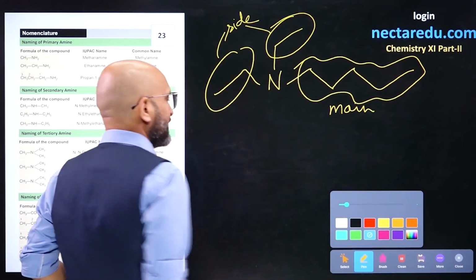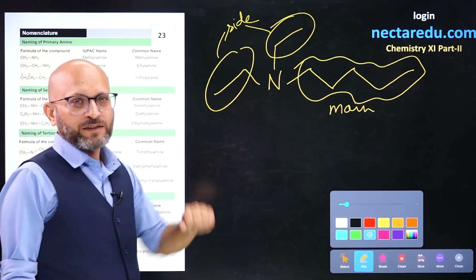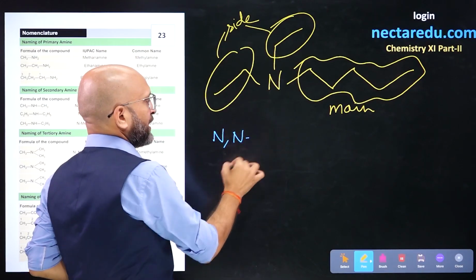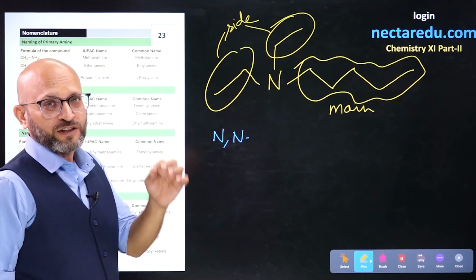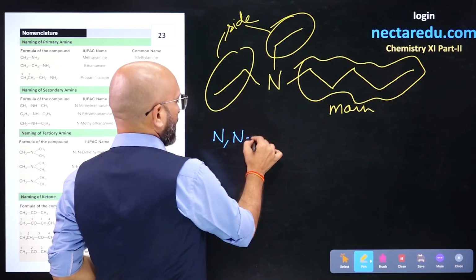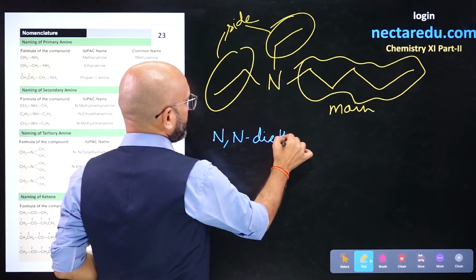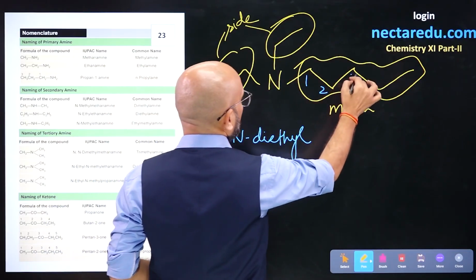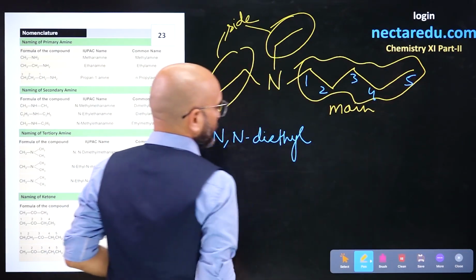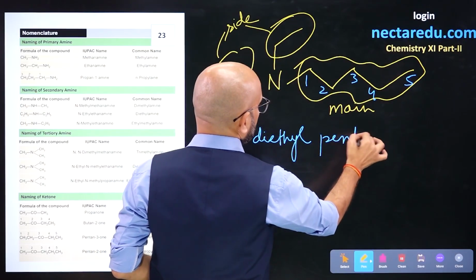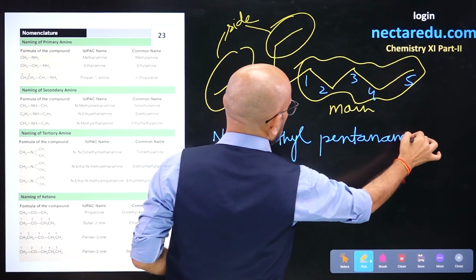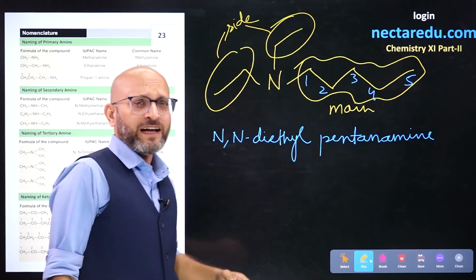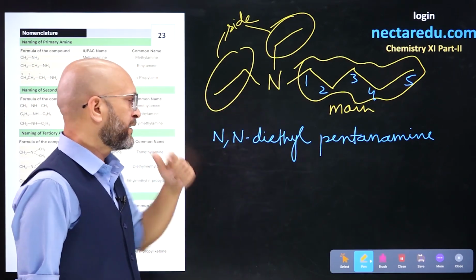You have 2 side chains and both are 2 carbon side chains. So the name goes like this: N, N. N is the position where the side chain is attached. N, N-diethyl, and how many carbons are there in the main chain? 1, 2, 3, 4 and 5. So the name is pentanamine. And what will be the common name? Common name will be diethyl pentanamine, right?